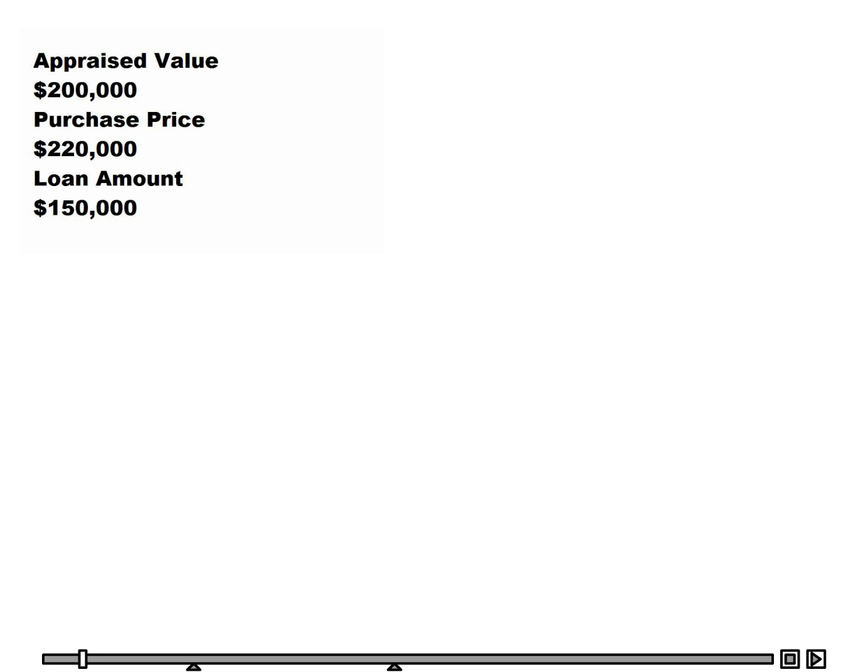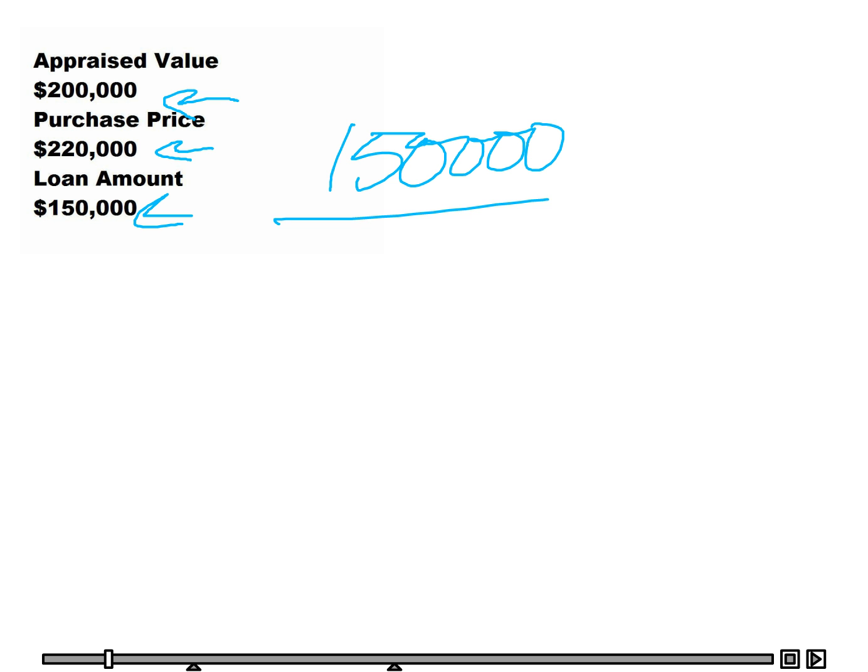So in this case, we have our loan amount of $150,000, our purchase price of $220,000, and our appraised value of $200,000. So we know we're going to take our loan amount and divide it by something. So we're going to go $150,000 divided by, now we have to determine what we want to divide it by. As we said before, the loan-to-value ratio is defined as the loan amount divided by the lower of the purchase price or appraised value. And since we have an appraised value of $200,000 and a purchase price of $220,000, we are going to use the appraised value, because that's the lower of the two numbers, to calculate our loan-to-value ratio.